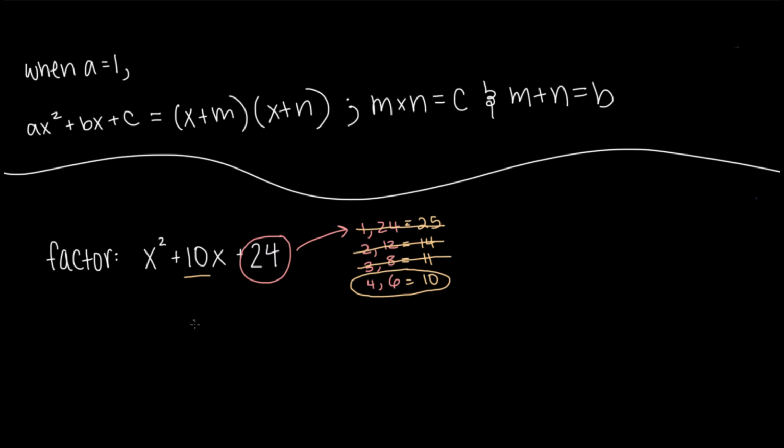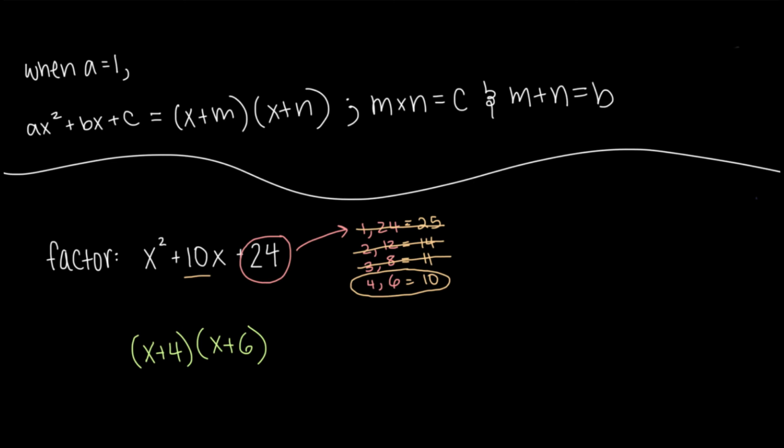So now we can write this out as our factors. We know that m and n are 4 and 6 because multiplied they equal 24 and added they equal 10. So x plus 4 times x plus 6 is our answer.